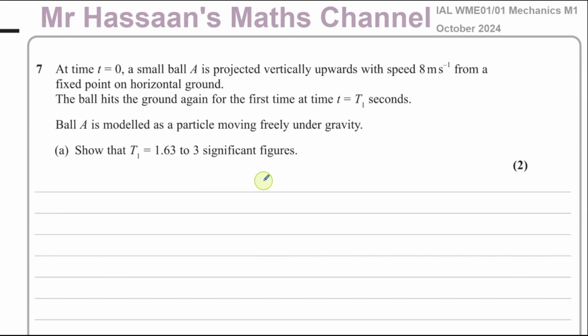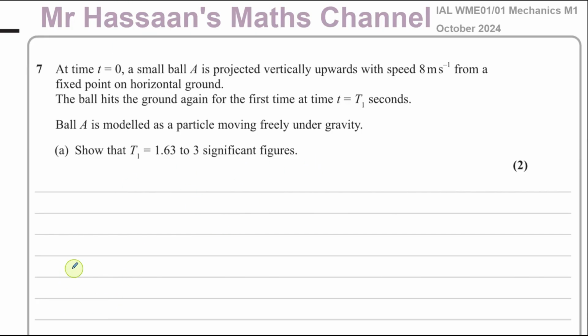It says at time t equals 0, a small ball is projected vertically upwards with speed 8 meters per second from a fixed point on horizontal ground. The ball hits the ground again for the first time at t equals T1 seconds. Ball A is modeled as a particle moving freely under gravity. Show that T1 is 1.63 to 3 significant figures.